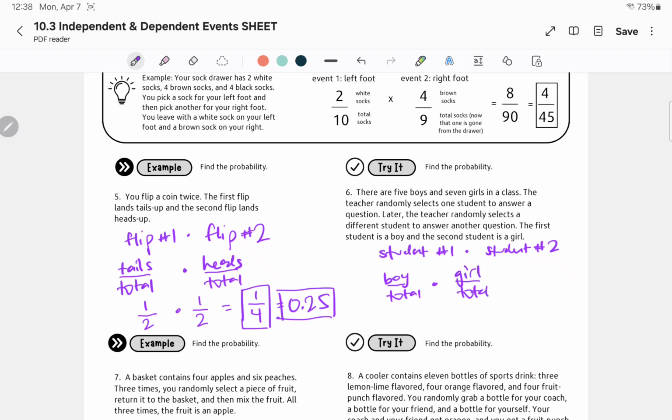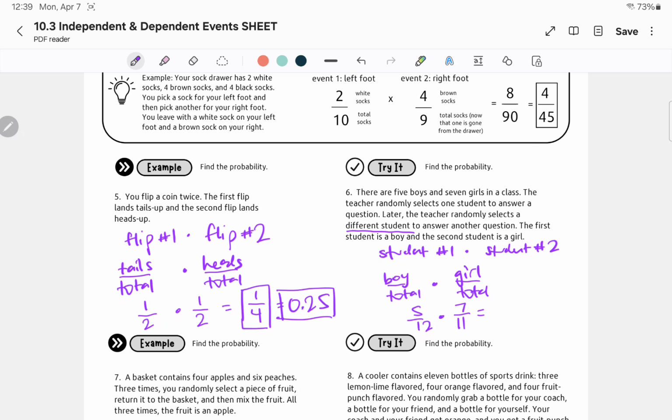Okay, so the first part is just deconstructing the question. Then, okay, how many boys are in the class? It says there's 5 out of a total of how many kids are in the class. It must be 12 because 5 and 7 is 12. And now the second event with the girls, how many girls? There's 7. But now the total has changed because they are selecting a different student, right? A different student makes it dependent. That means instead of 12, you have 11 students to choose from now. And then we're going to multiply.